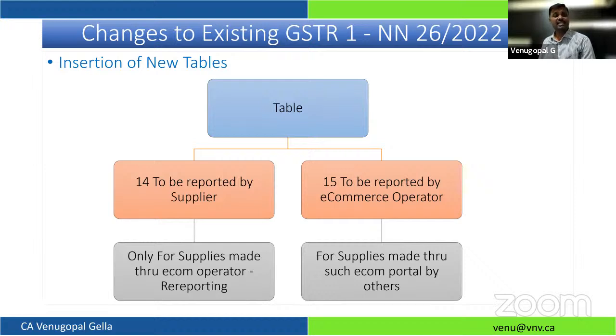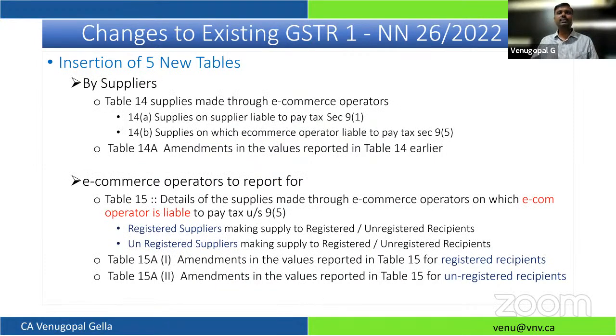Why is this change? Because of 3.11, a change that happened in GSTR 3B a year back. To take care of those changes, with values getting reported into those tables automatically, this change has come. Let's get into each of these tables. Table 14 and table 15.